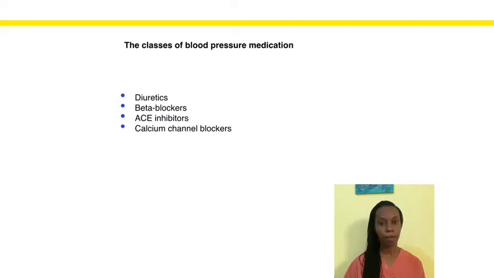So we're not going to be talking about all the classes today. That is not possible. I'm going to be addressing 4 of the classes of medication. So I'm going to be speaking about the beta blockers, the ACE inhibitors, the diuretics, and also the calcium channel blockers. So we're going to be doing 4 of them today. All right, so I'm going to be telling you what they are, and I'm going to be telling you some of the common medication that comes under each of these classes of antihypertensive medications. All right.